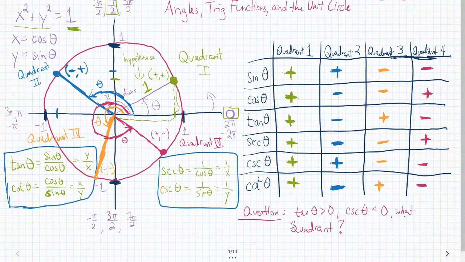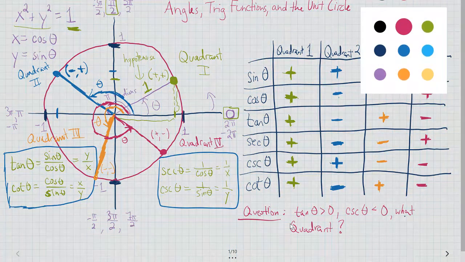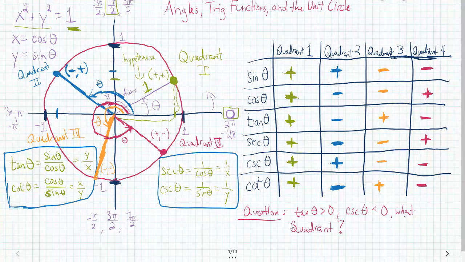So we look for tangent theta. Let me get the black piece on here. Tangent theta greater than 0. That means tangent is positive, right? So I go into my chart and I see two places where tangent is positive. Now of those two, all I need to look is when cosecant theta is negative. So cosecant theta is negative right there, and so that means we are in quadrant 3. It's as simple as that.